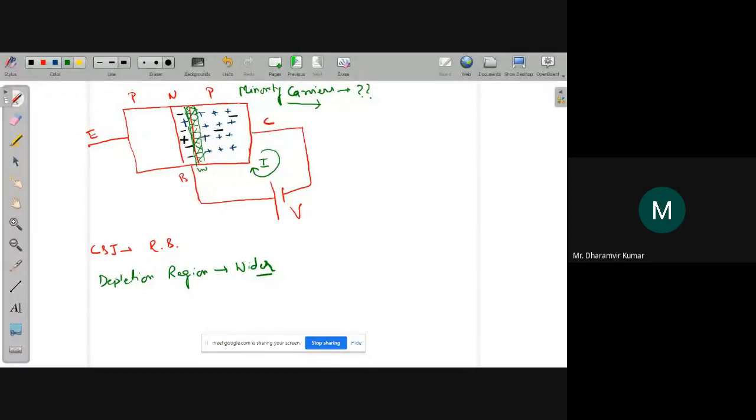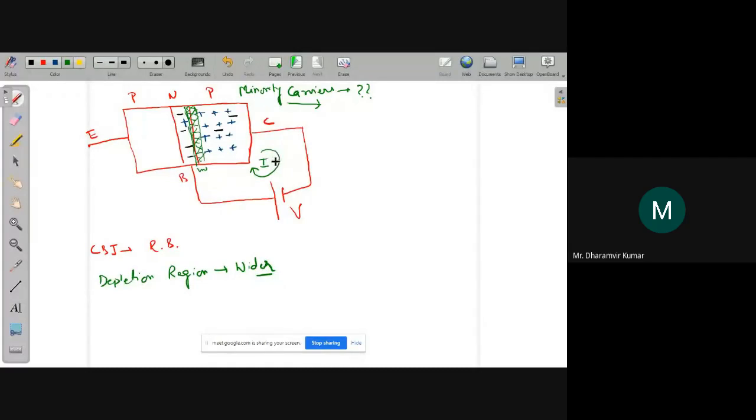So both types of charge carriers are actually involved, but since they are minority charge carriers, they are present in very low quantity in the respective regions. So overall, the magnitude of the current that flows is very small.